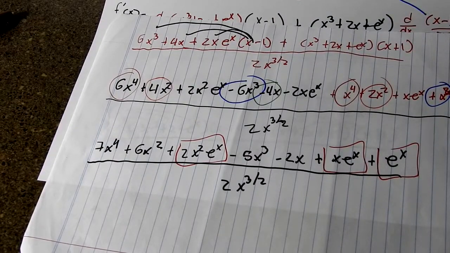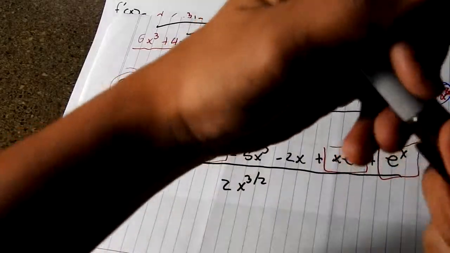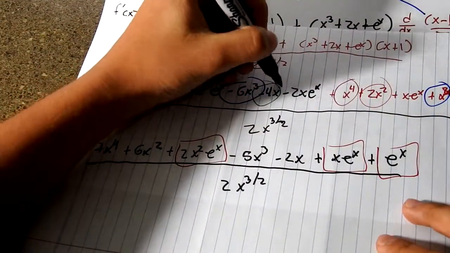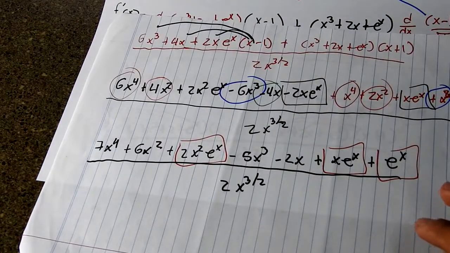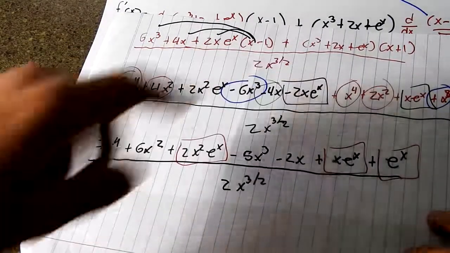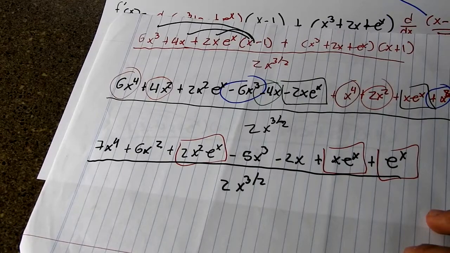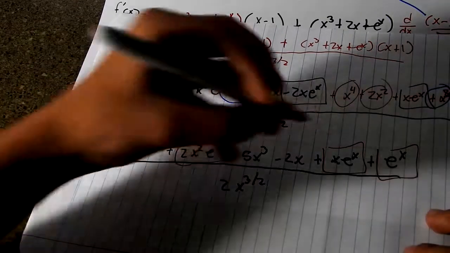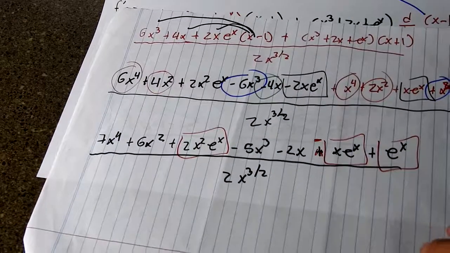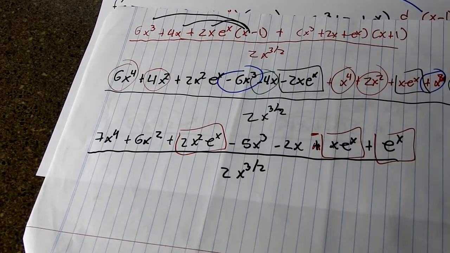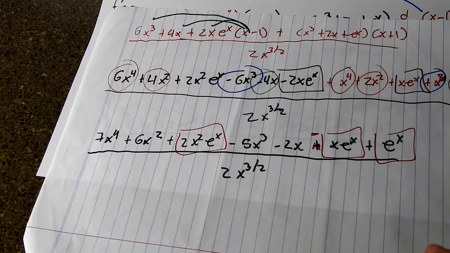Oh, I forgot another term we had here. Minus 2e to the x, and we have plus x e to the x. So minus 2 plus 1 is minus 1. So this becomes, this is not positive, this is negative, plus minus x e to the x. Sorry.